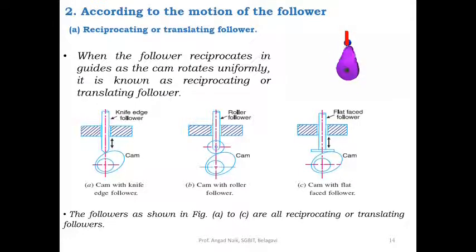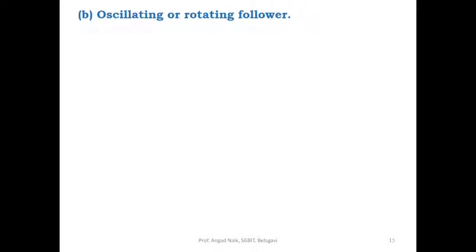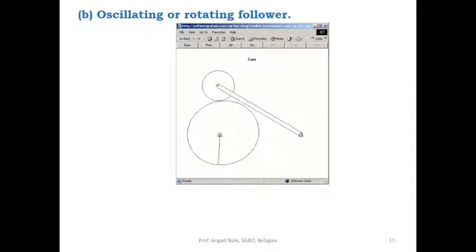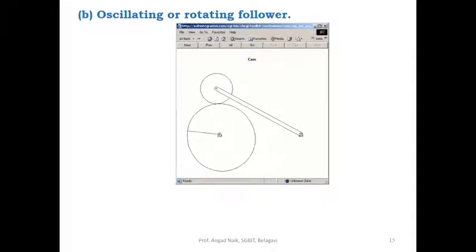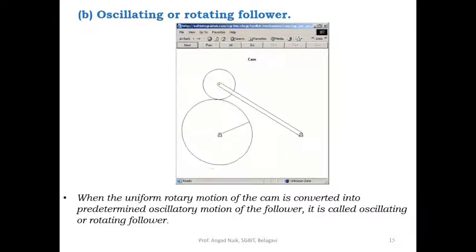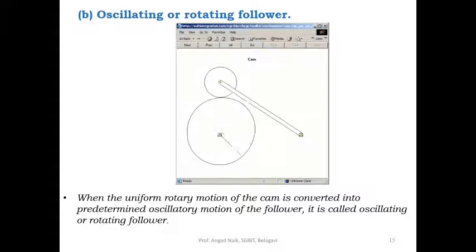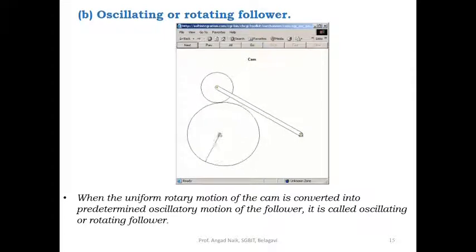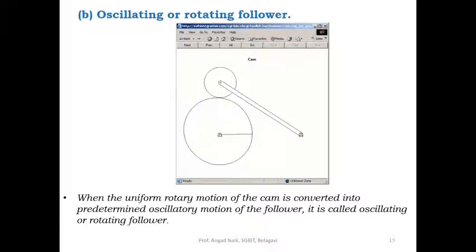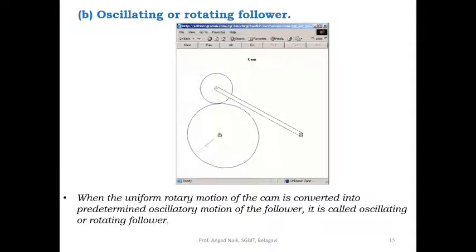Let us see the next type, oscillating or rotating follower. First we will see the animation and then proceed. So in the animation it is obvious that the type of follower is oscillating when the uniform rotary motion of the cam is converted into predetermined oscillatory motion of the follower. It is called oscillating or rotating follower. You can see in the animation the follower is oscillating or rotating follower.